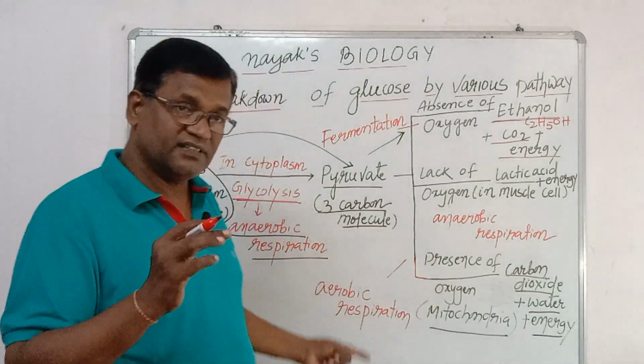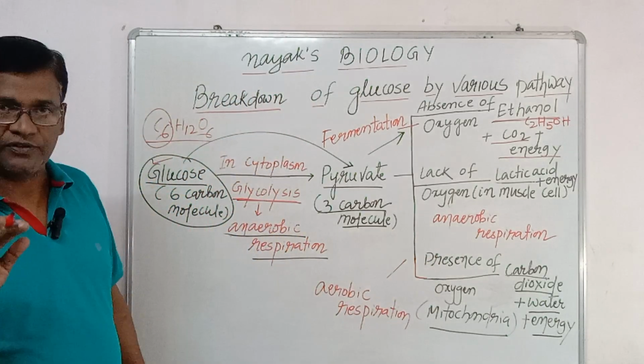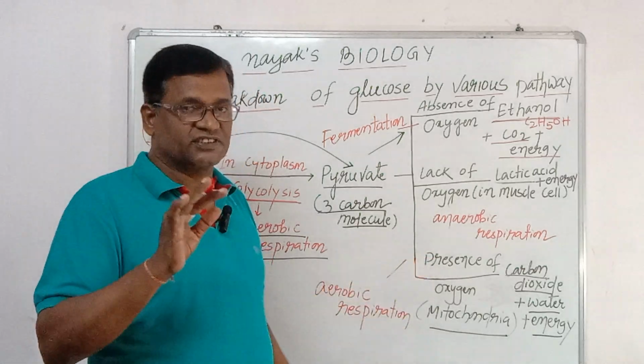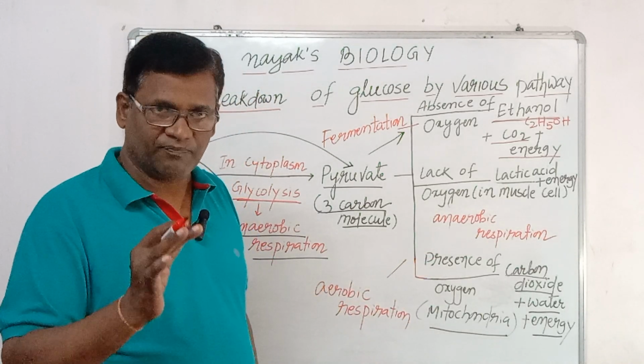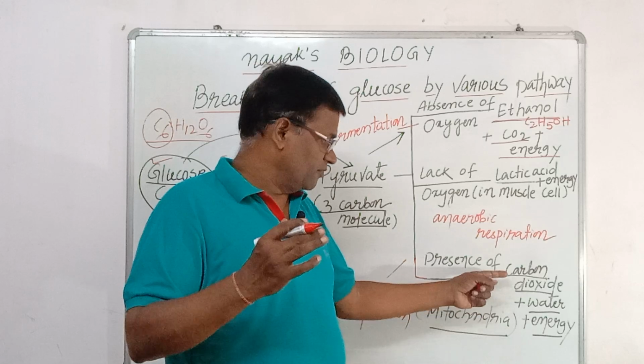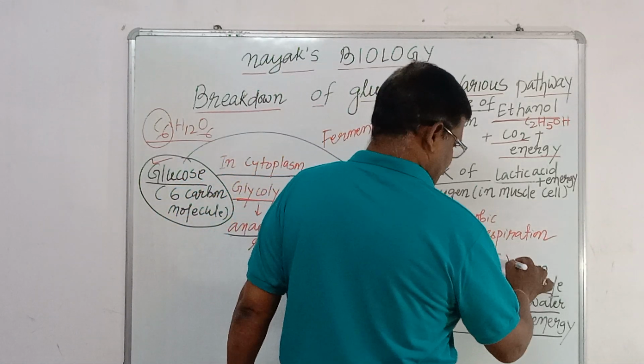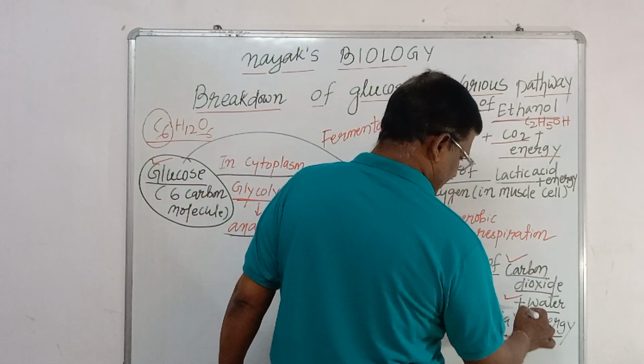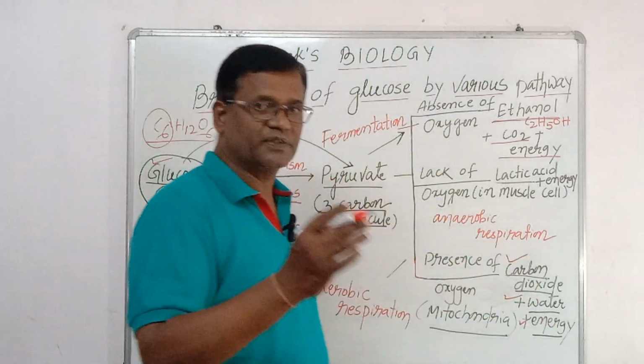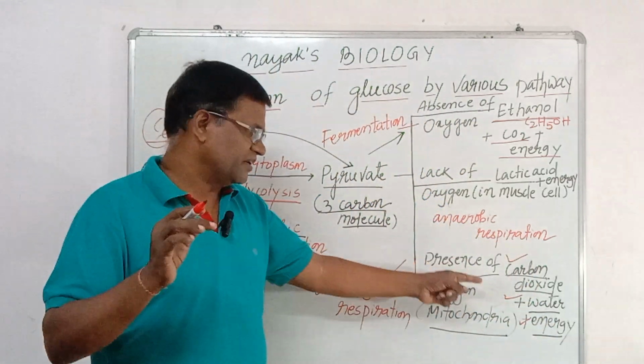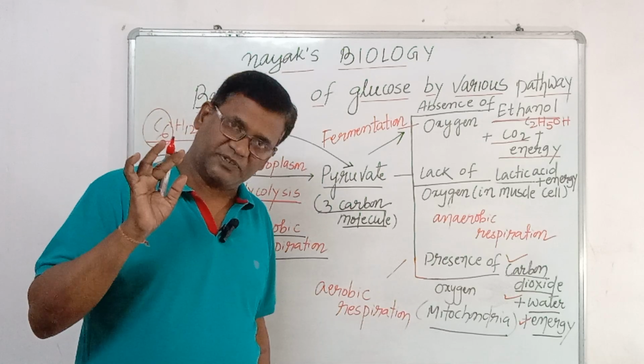Then the third condition. In the third condition, where does it occur? In the mitochondria and in the presence of oxygen, which commonly all the cells perform in our body. It will form carbon dioxide and water plus energy, because energy is produced, because it is respiration. Carbon dioxide and water are the products of aerobic respiration.